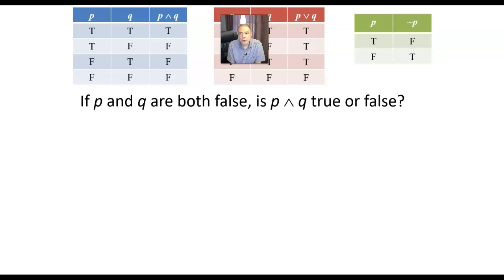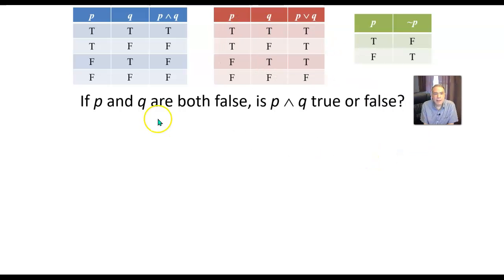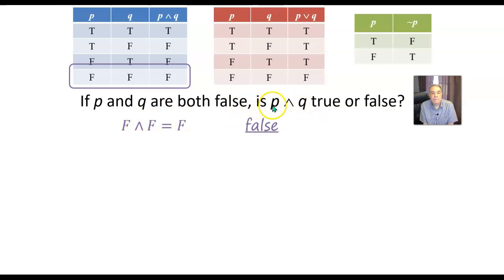So, for example, if P and Q are both false, let's evaluate P and Q. Is that true or false? Well, we can see right here on this truth table that if P is false and Q is false, we're looking at false and false, and that is equal to false.